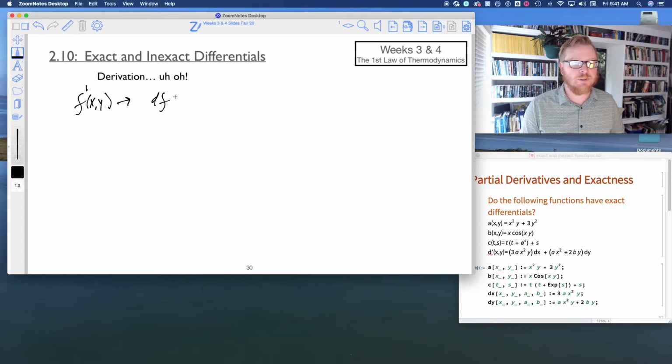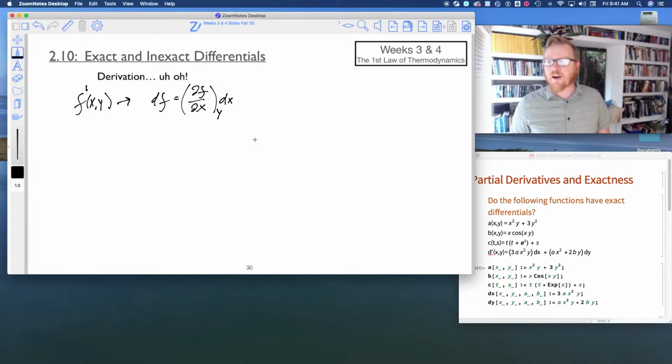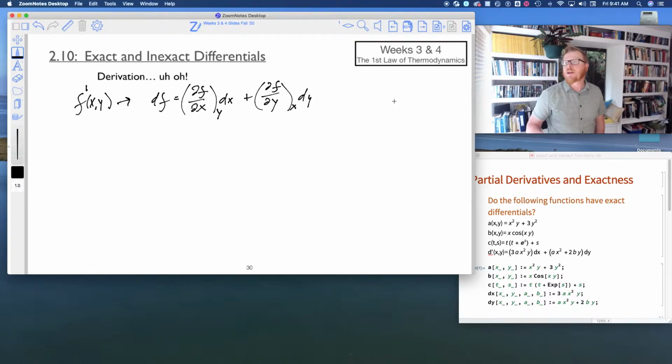of its partials. df, so the total differential of f, is equal to the partial of f with respect to x, dx, and it is implied that in this differential y will be held constant, but in chemistry we like to put that variable down there to indicate that it's being held constant, okay? Plus the partial of f with respect to y at constant x times dy. So this will be the total differential of f.